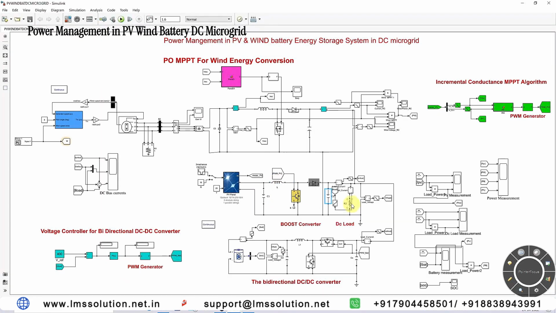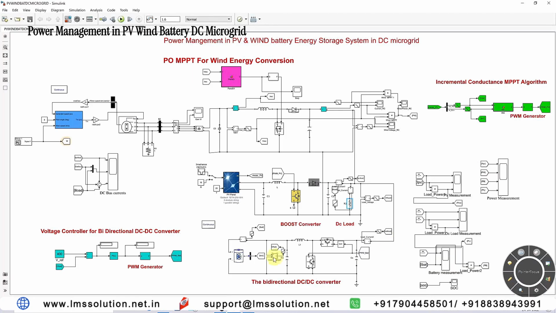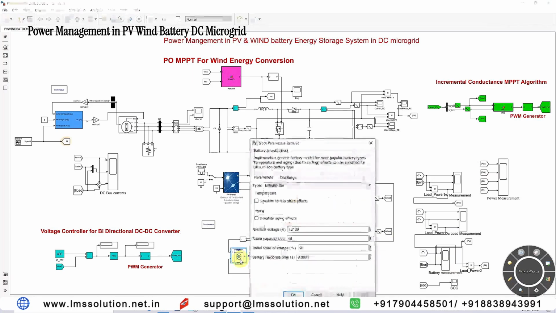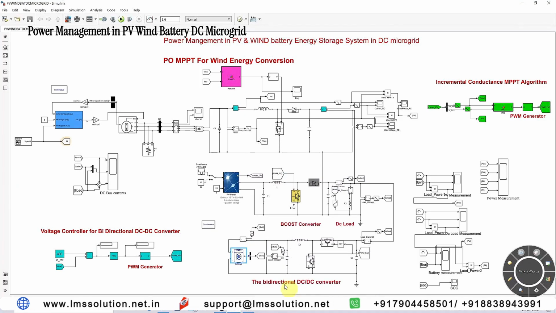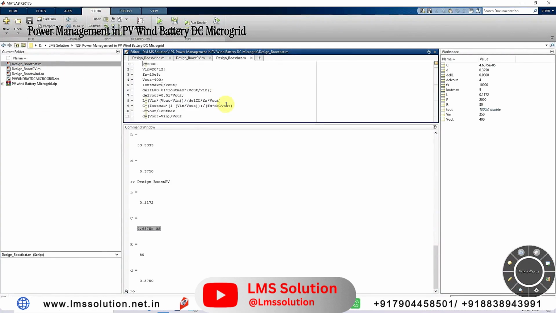And here we are using a 3000 watts load, and the battery rating is 2012 watt, the battery terminal voltage is around 240 volt, and the output we are fixing at 400. This bidirectional converter will act on the boost converter concept only, but the current direction will vary according to the power from the wind and the PV, and the load. Here we are going to design the bidirectional converter L and C based upon these values.